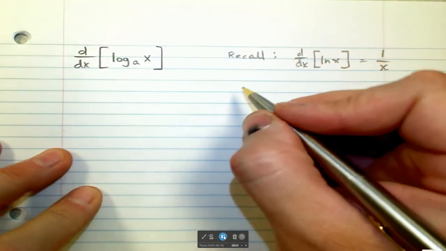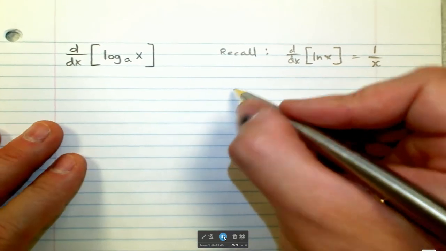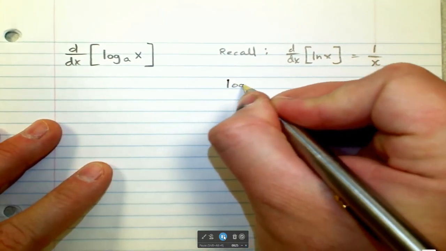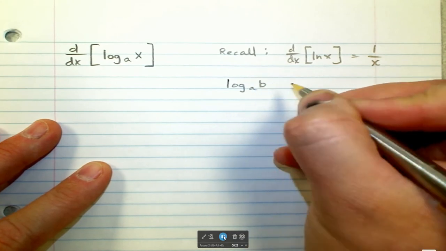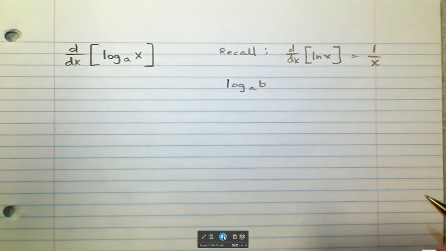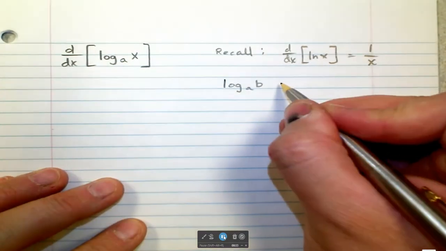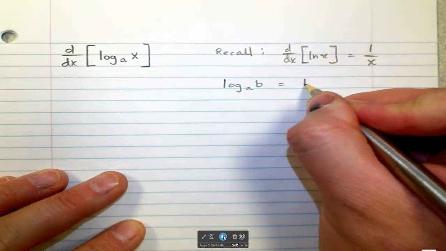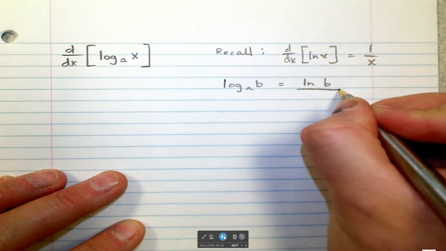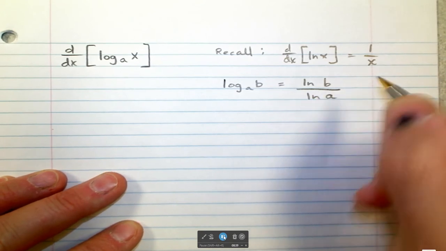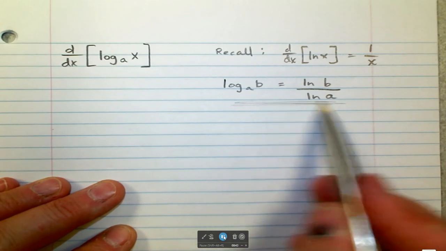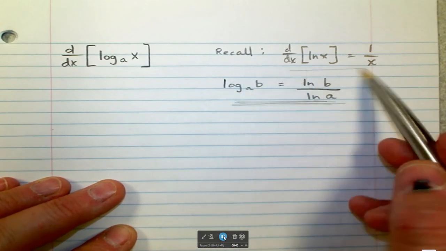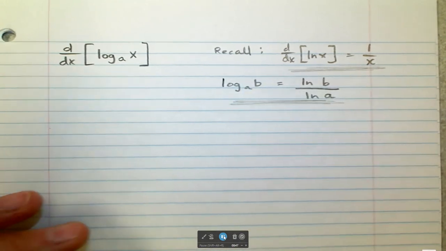The second thing we got to recall is a log property, right? So if I gave you log a of b, let's just use two constants instead of an x, this is equal to the natural log of b over the natural log of a. So that's our change of base formula. Remember our change of base formula, and remember the derivative of natural log of x.